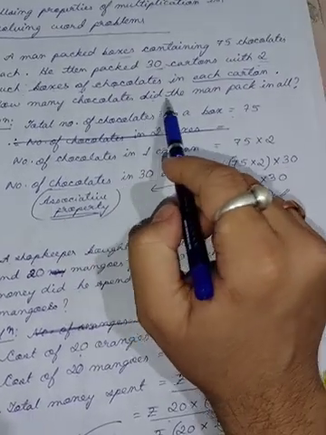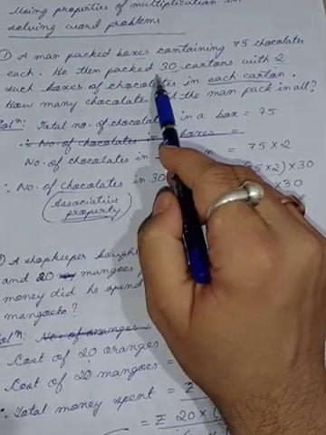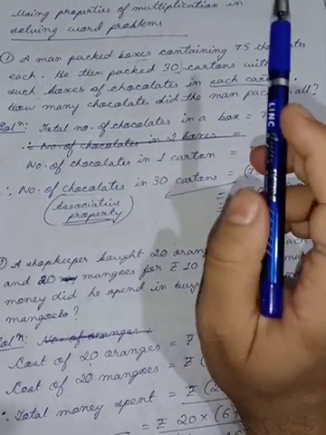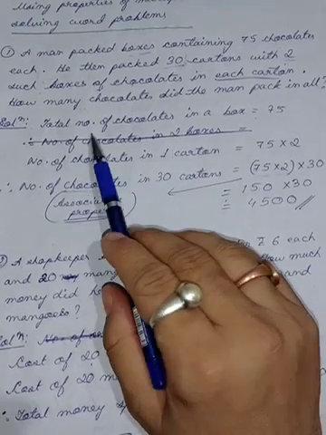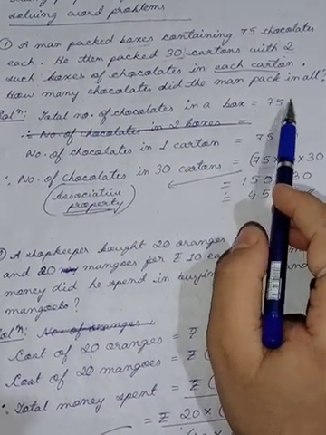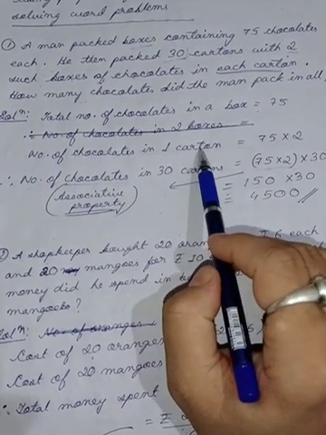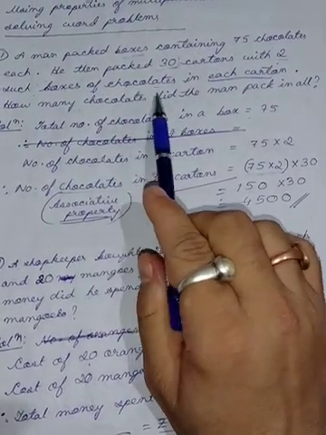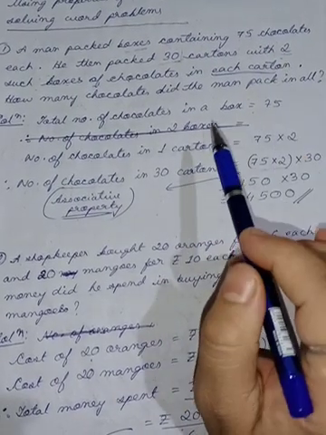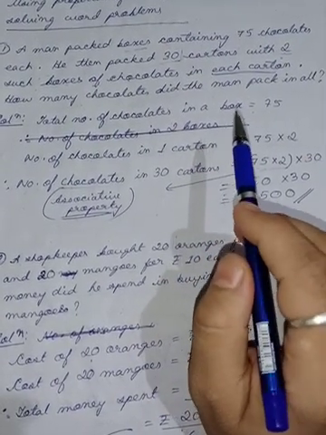Then how many chocolates are there in all? That means in these 30 cartons, if in each carton he has put 2 boxes, then how many chocolates will be there in all? So first of all, we know that in one box he has put 75 chocolates. Now let us find out in one carton how many chocolates there will be. According to the question, in each carton there are 2 such boxes. That means we have to find out how many chocolates will be there in 2 boxes.